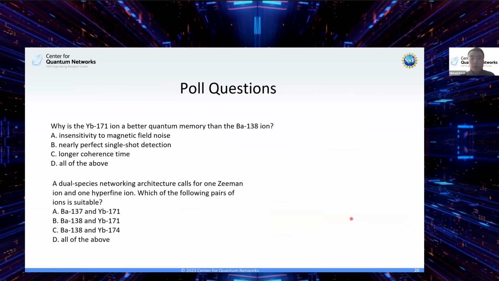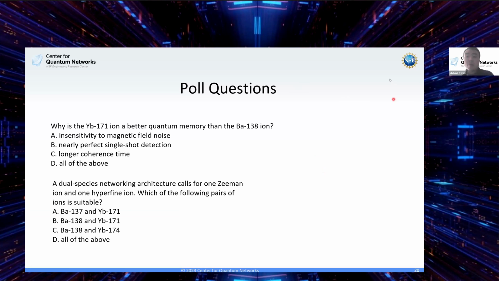I have 2 poll questions here, just as a checkpoint. Yes, all of the above. Given that many people got that right, I expect the next one would also be quite straightforward. A Zeeman ion and a hyperfine ion. Maybe I could go back.